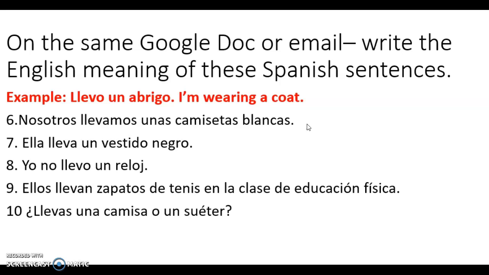So nosotros llevamos unas camisetas blancas. Ella lleva un vestido negro. Yo no llevo un reloj. Ellos llevan zapatos de tenis en la clase de educación física. ¿Llevas una camisa o un suéter? Okay, so that would be 6 through 10.